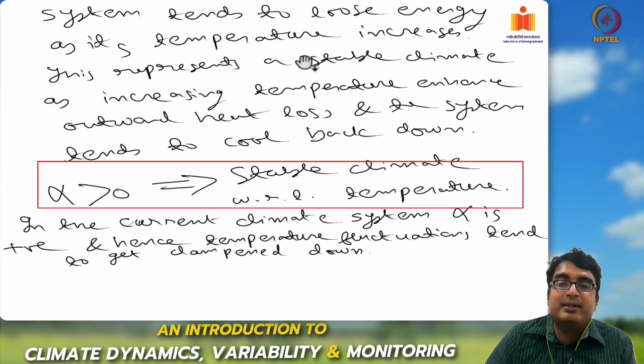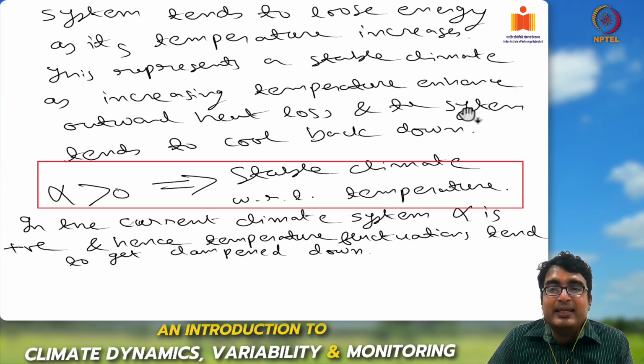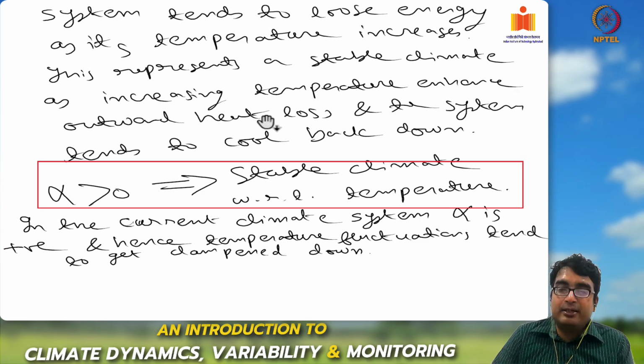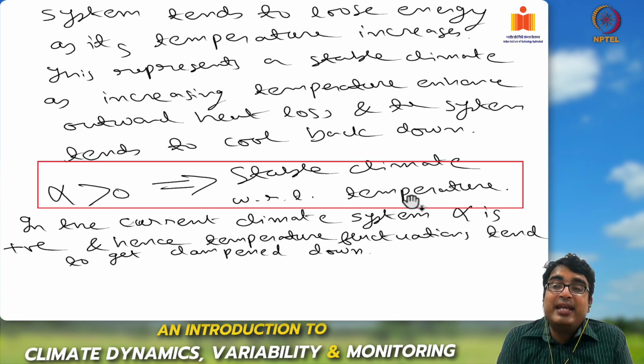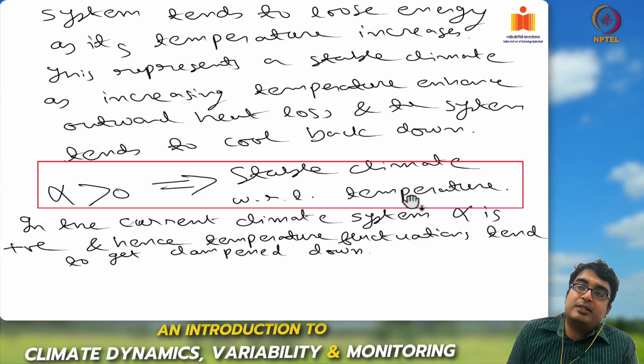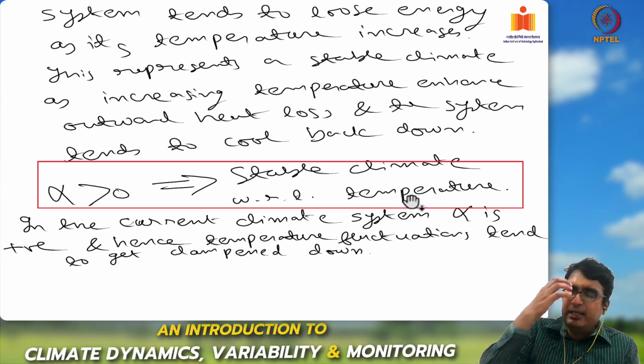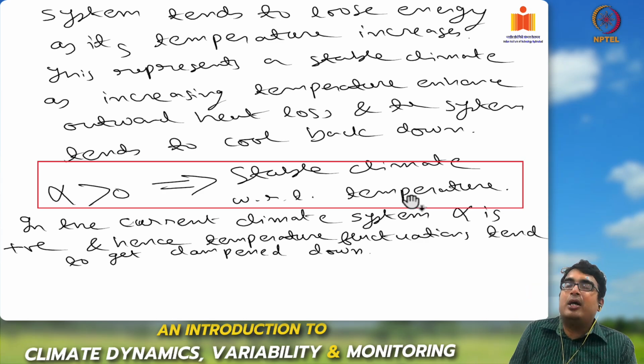So, this represents a stable climate as increasing temperature enhances the outward heat loss and the system tends to cool back down. So, alpha greater than 0 means a stable climate with respect to temperature. In the current climate system that we have on our planet, alpha is positive, and hence temperature fluctuations tend to get dampened down. Alright. So, change in temperature causes a net cooling effect, which in turn decreases the temperature downwards.